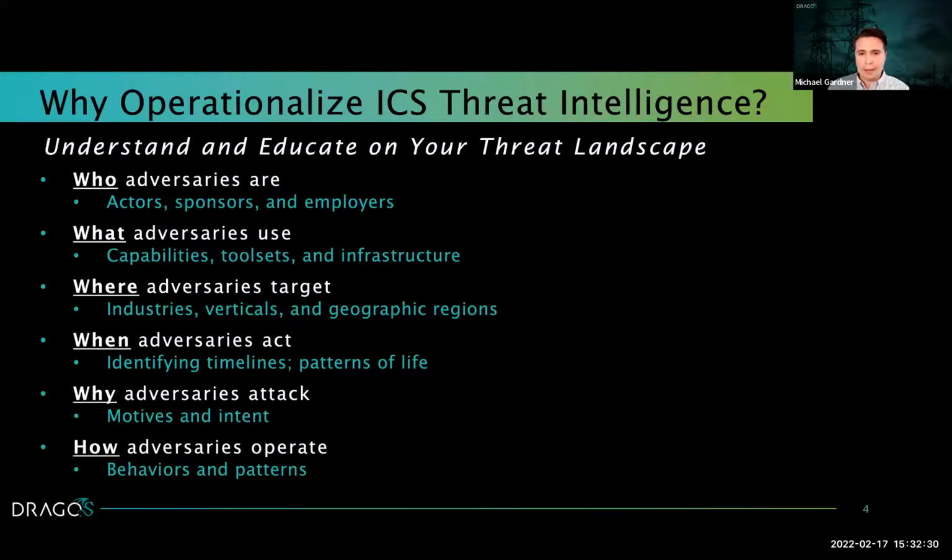Because of that, it falls on us as ICS defenders to take action to ensure that we're protecting our employees and our customers as best as we can. And one of the best ways to do that is by understanding the threat landscape for our vertical. So who are the adversaries that target us and what do they use? Where are they focusing offensive operations and when do they do it historically? Why are they doing it? How do they do it from a behavioral analysis perspective? These are all the questions we're trying to answer with threat intelligence.